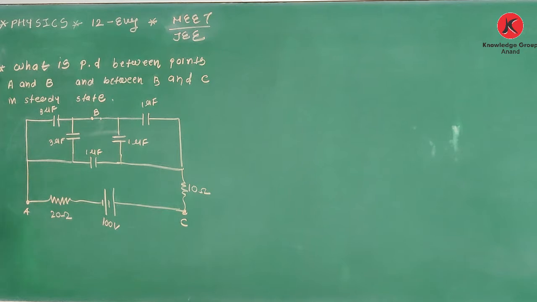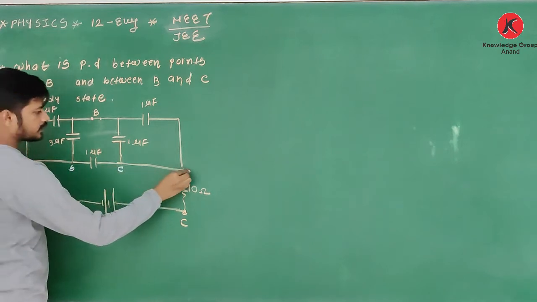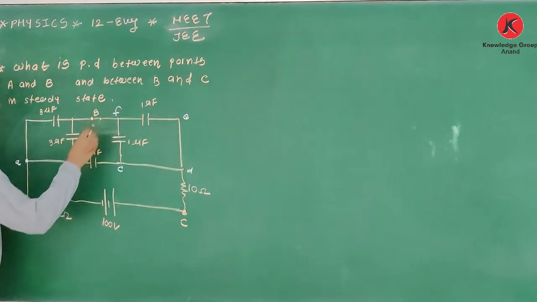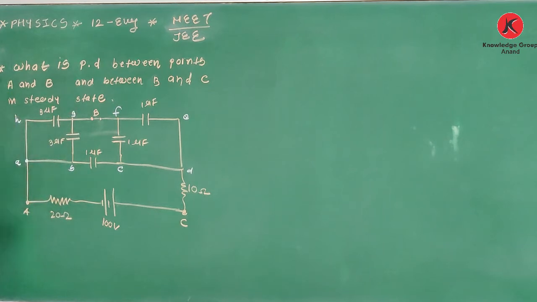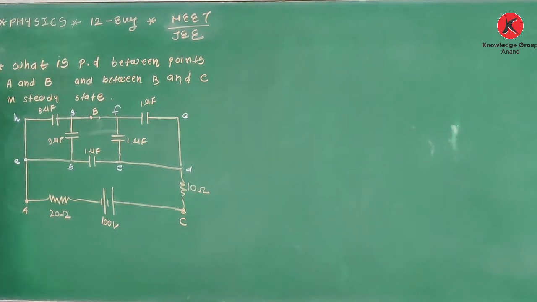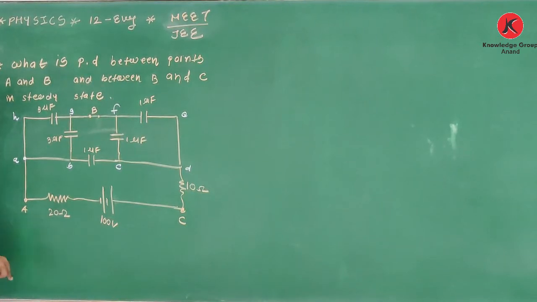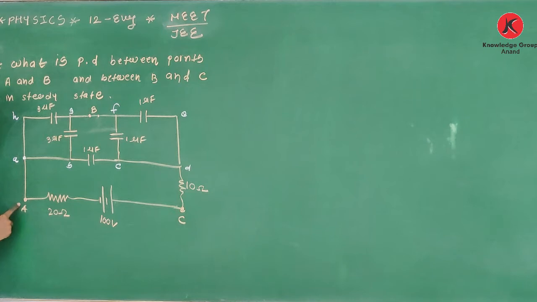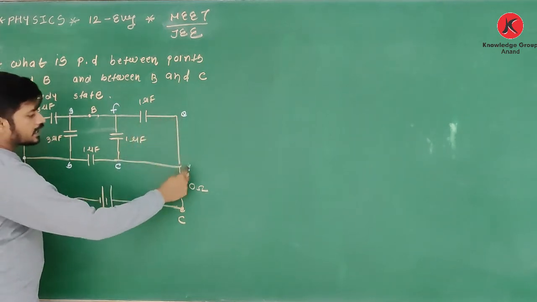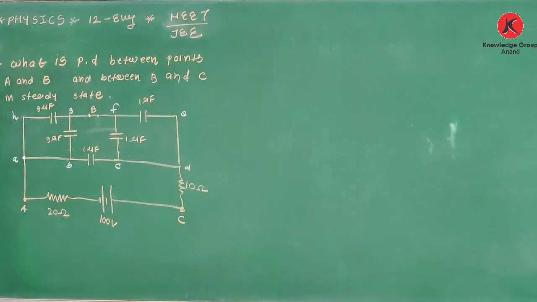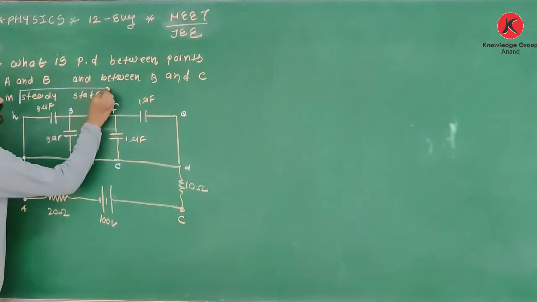First of all, it is point A, and here is another point. Let us name this figure: for example, it is A, B, C, D, E, F, G, and here it is H. Now see this A, this B and H: these are all common points, because there is no electrical component between these points. Similarly E, D and C are common points. Now you are given one word, that is steady state.